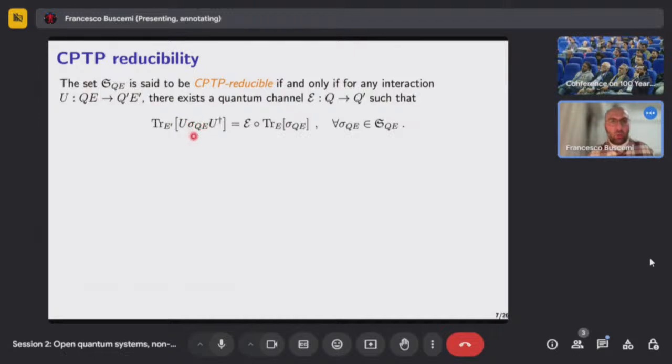So it means that whenever you start from a joint state of system and environment, you let it evolve according to the unitary evolution, and then you discard the environment, it is equivalent to discarding the environment first and then applying the channel. Of course, the same channel should work for all states in the initial set of possible correlated states between system and environment.